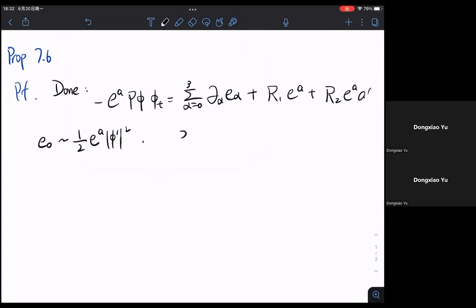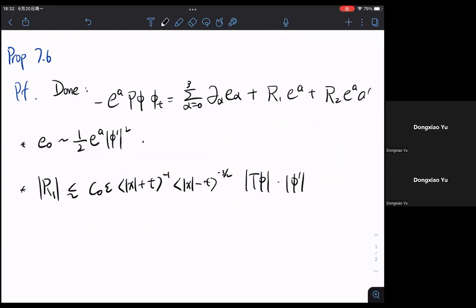We also proved that R1 is bounded by C0 epsilon (x plus t)^(-1) (x minus t)^(-3/2) times T phi times phi prime, where remember that T phi is the tangential derivatives, plus C0 epsilon (x plus t)^(-2) (x minus t)^(-1/2) times v prime squared. So last time we proved these two bounds.